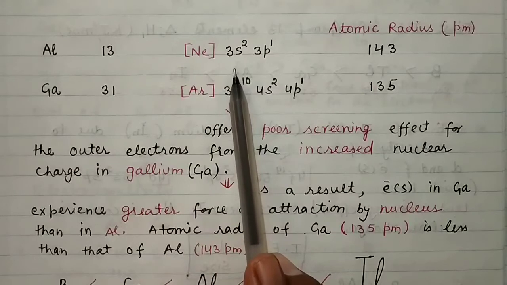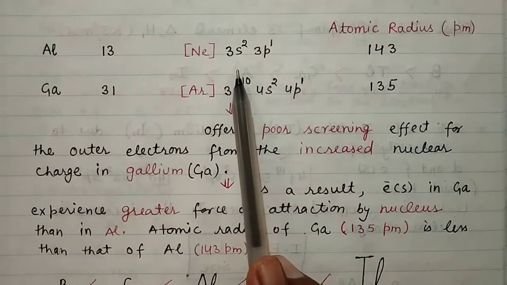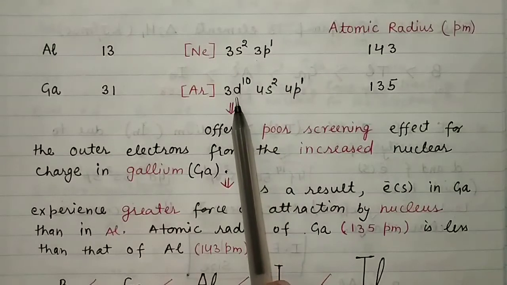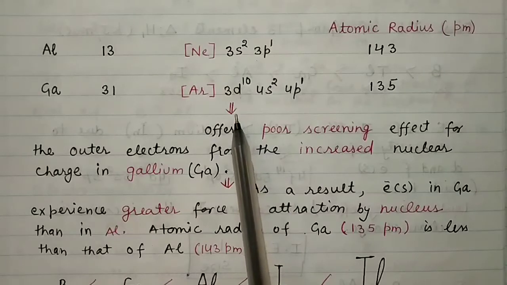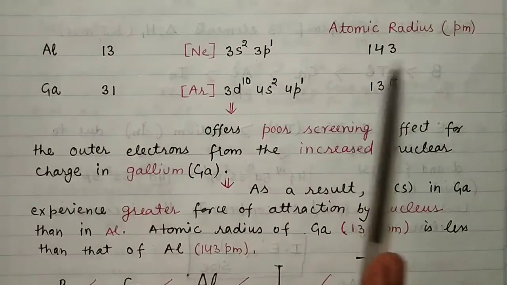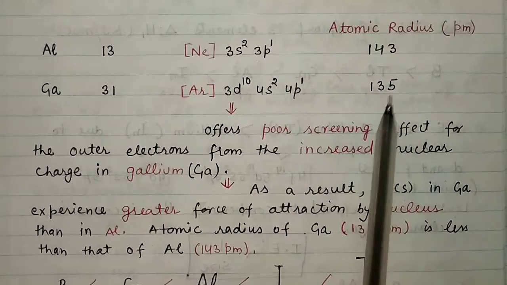there is no d orbital, meaning there is no poor shielding. S and P have the strong shielding effect, and here due to the presence of the d orbital there is poor shielding effect, due to which the effective nuclear charge will be high. That's why gallium will have the lower value of atomic radius in picometer in comparison to aluminium.